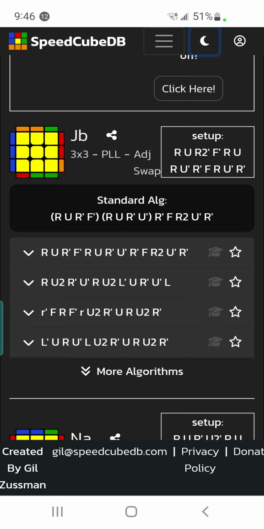Now I messed up because I was going too fast with my algorithm. Here's a tip to not mess up: always focus during solving, or else you might mess up.